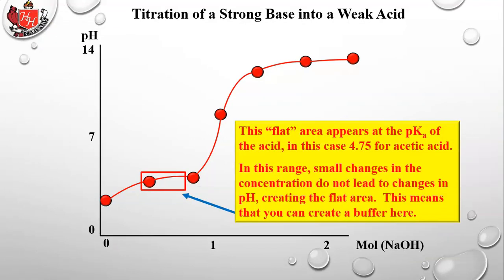Okay, so this flat area appears at the pKa of the acid. In this case, acetic acid, it's 4.75. In this range, small changes in the concentration, in other words, moving from right to left along the horizontal axis, do not lead to changes in the pH. That's what a flat line does. You can go left and right, it doesn't go up and down, or virtually not at all. And that creates the flat area. This means that you can create a buffer here, and that's called the buffer region.